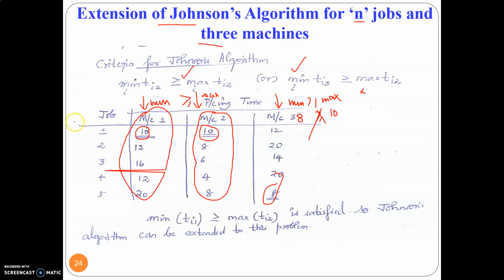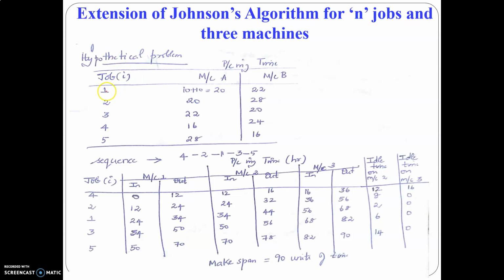Now I am going to convert this given problem into a hypothetical problem so that the Johnson's algorithm can be applied. How am I going to do this? We know that the Johnson's algorithm is applied only when there are 2 missions. So I am going to determine a hypothetical mission, mission A, which includes mission 1 and 2. The second is mission B, which includes mission 2 and mission 3. So I will consider hypothetical mission A, which uses the mission 1 and 2 processing times, and hypothetical mission B, which includes mission 2 and mission 3's processing times.